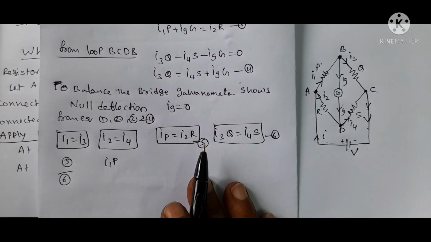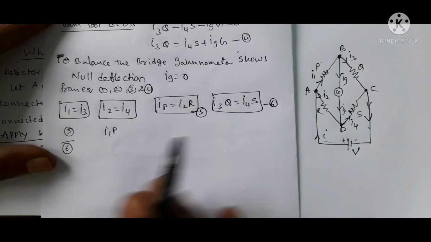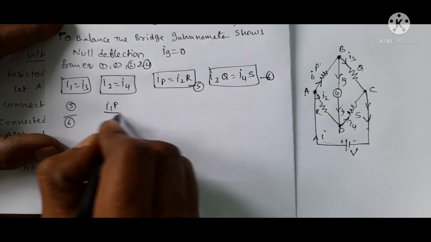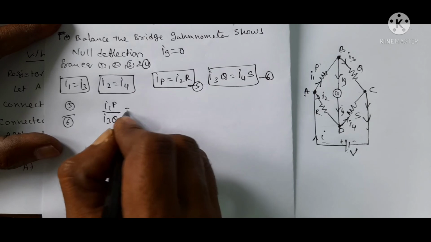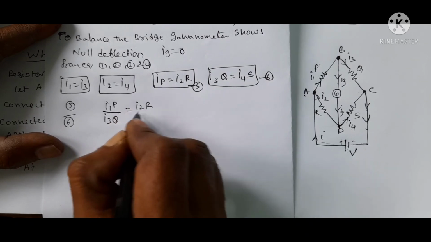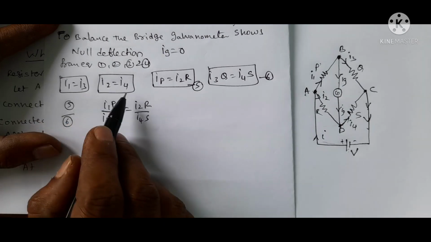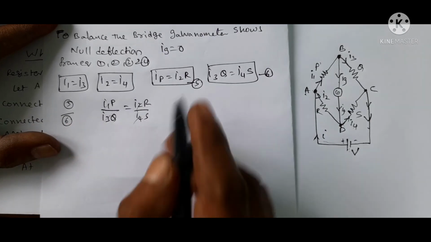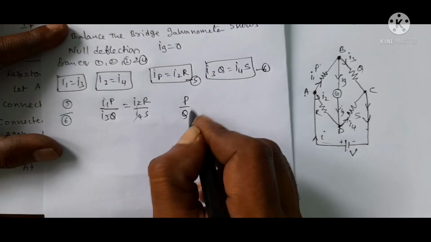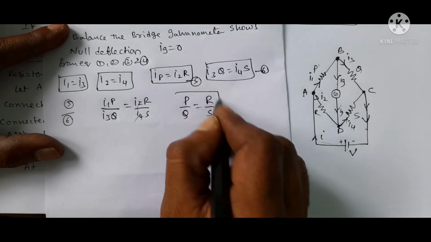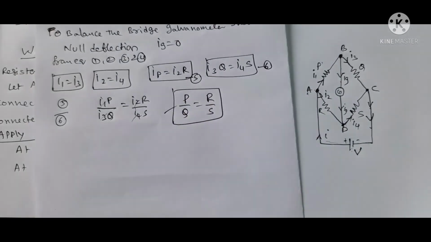Now dividing equations 5 and 6, what will you get? I1P by I3Q is equal to I2R by I4S. As we know that I1 is equal to I3 and I2 is equal to I4, these cancel. Finally, we get P by Q is equal to R by S. This is the Wheatstone bridge principle. The balancing condition for the Wheatstone bridge is P by Q is equal to R by S.